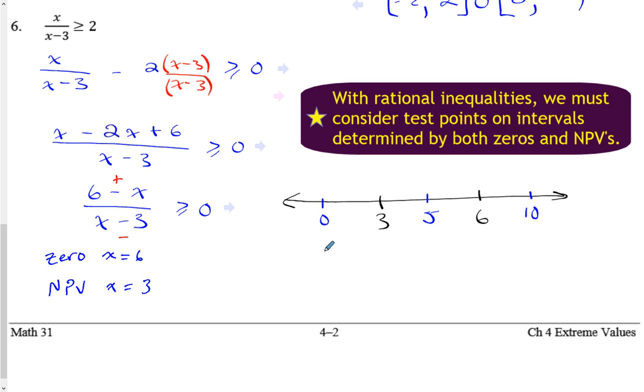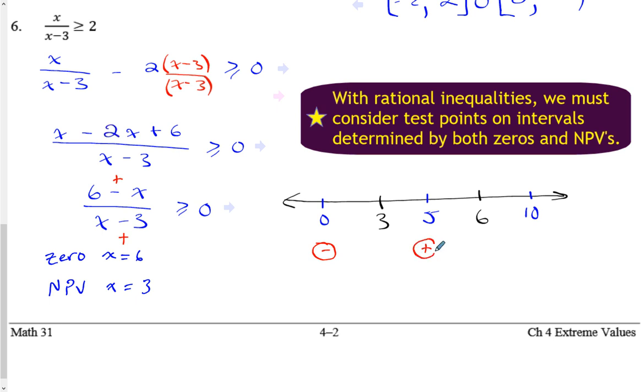Is that greater than or equal to 0? No. I look at my next point. 5. 6 minus 5 will still be positive. 5 minus 3 will also be positive. So here I will be positive in this interval.